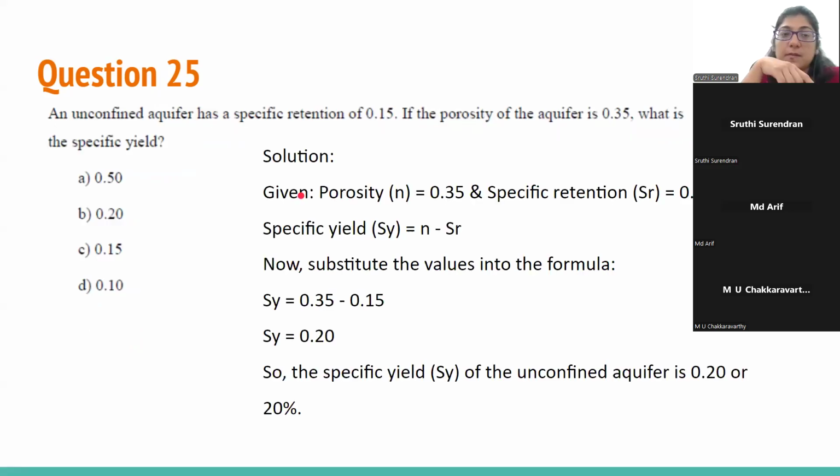So we know the relation between specific retention and specific yield and porosity. Sum of the specific yield and specific retention is equal to porosity. So here porosity is given, specific retention is given. We need to find the specific yield. So 0.35 minus 0.15, 0.2 will be the specific yield. So the correct answer will be option B.